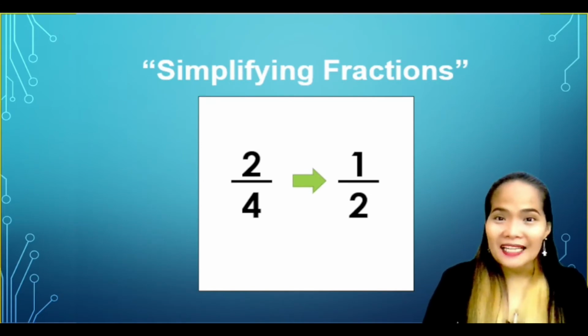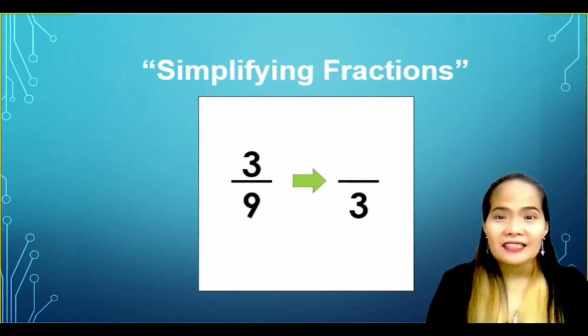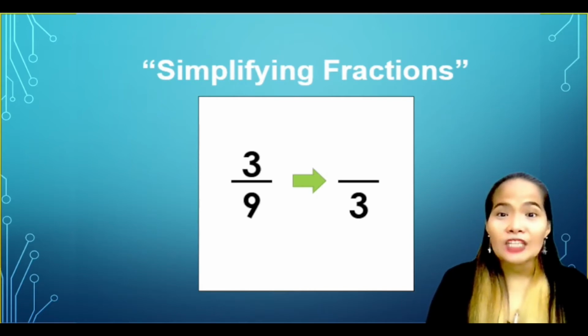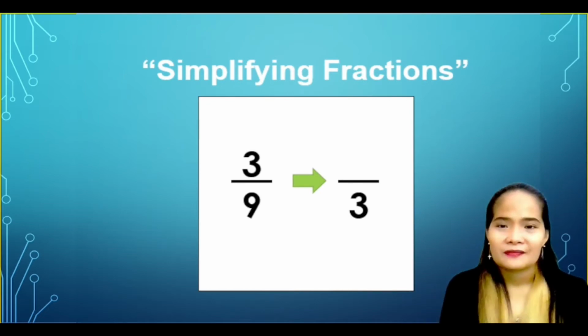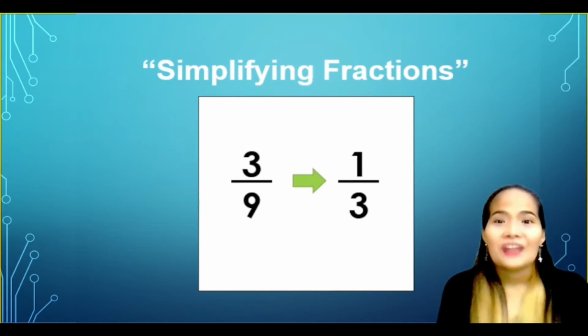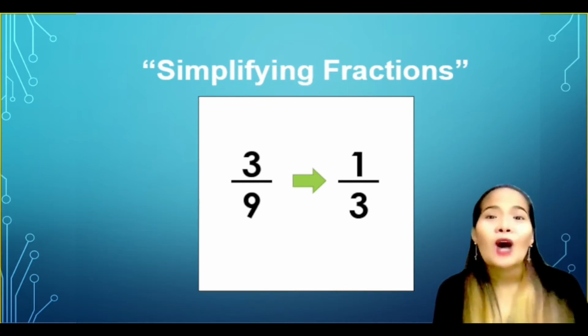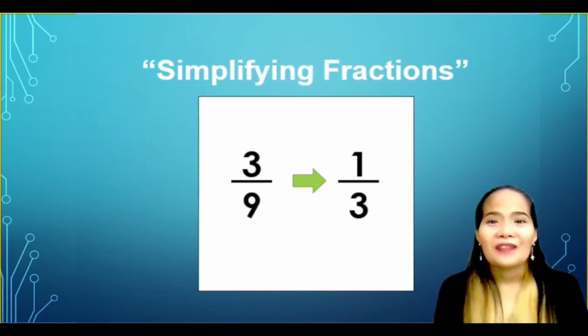The next pupil to answer is number 6. Number 6, are you ready? 3 over 9 change to blank over 3. What's the correct answer? You are right. The correct answer is number 1. Very good, kids.